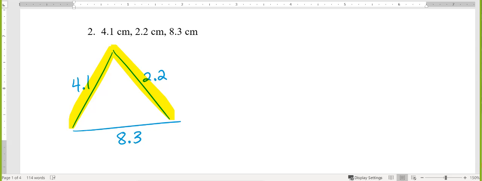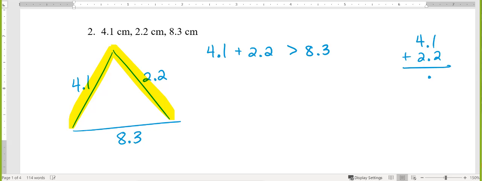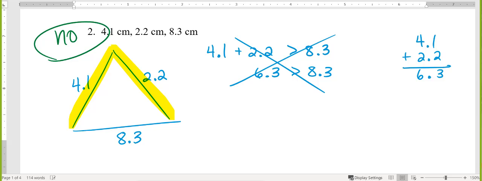Okay, I paused the video and gave you some time to work. You were supposed to check, is 4.1 plus 2.2 bigger than 8.3? You went to the side and did 4.1 plus 2.2, lining up the decimals. 1 plus 2 is 3. 4 plus 2 is 6. So you saw that 6.3, is it bigger than 8.3? And you said no, it wasn't. That's not true, so this cannot be a triangle.